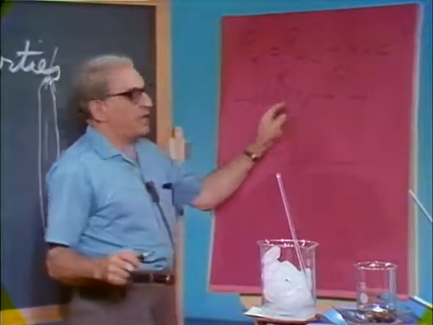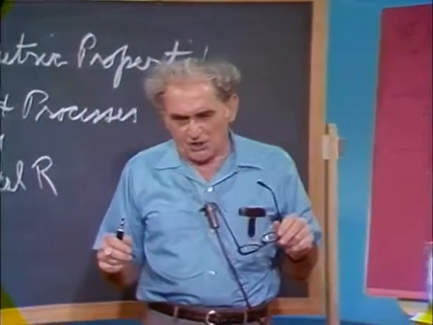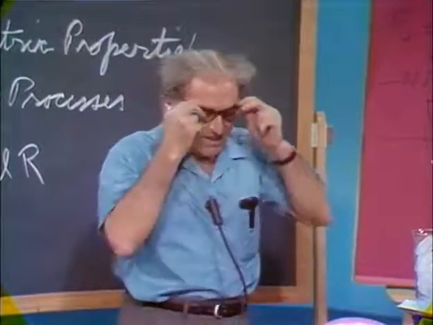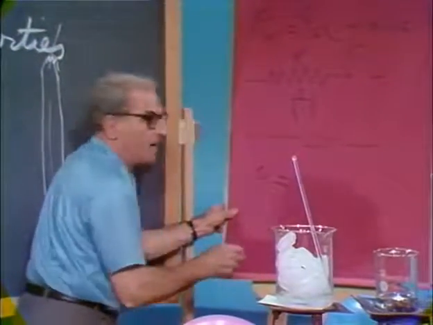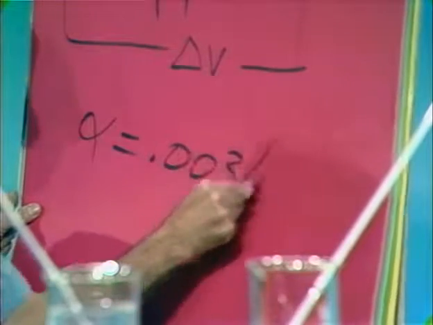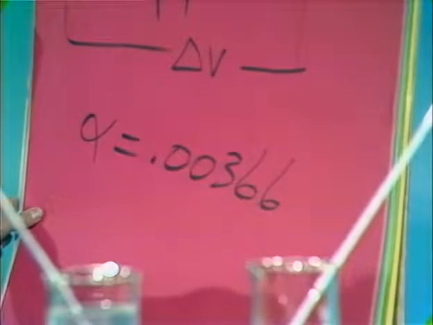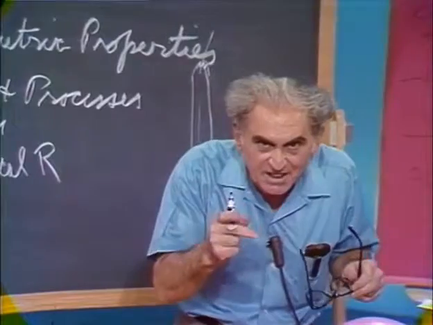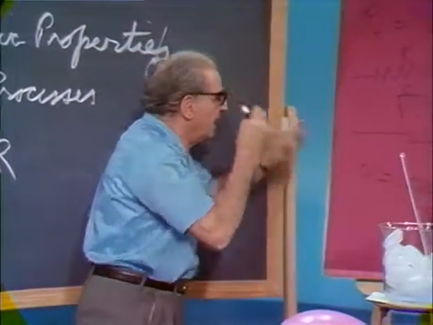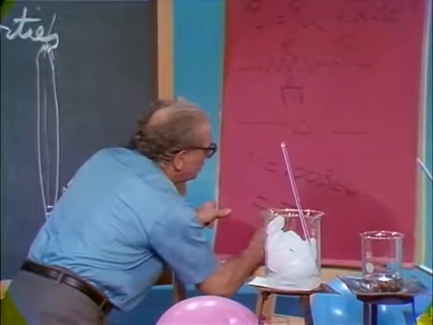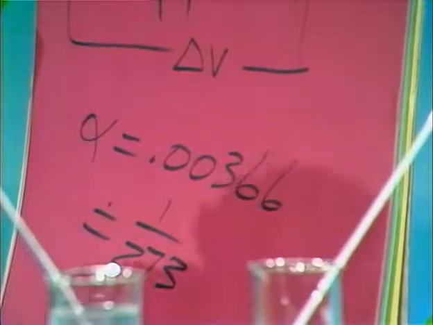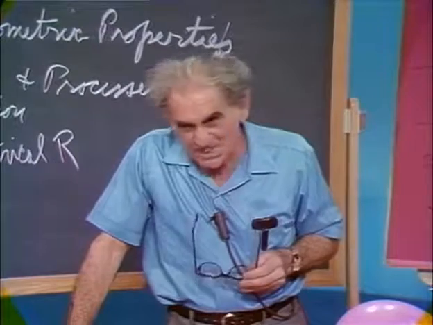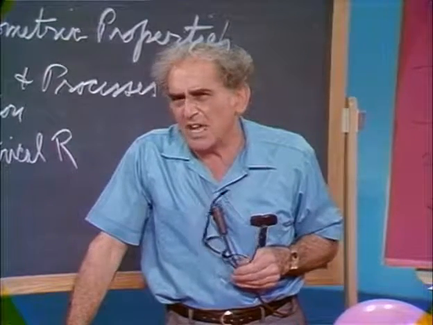This alpha is a certain property of metallic conductors. It is called the thermal coefficient of resistance, or the temperature coefficient of resistance. And it turns out to have a value about like this, 0.00366 ohms per degree centigrade. And so somebody says, Professor, what does all that number mean? And I'm going to tell you an important secret. That number happens to be about 1/273.